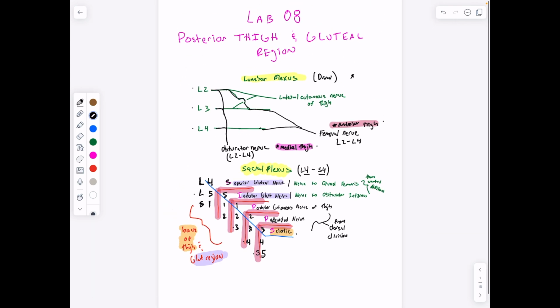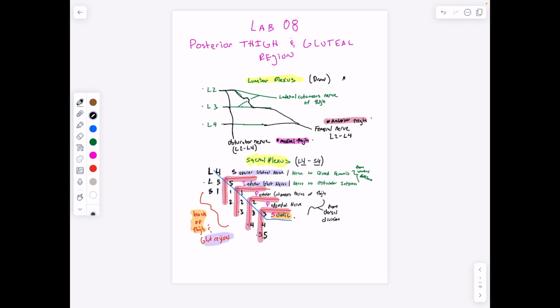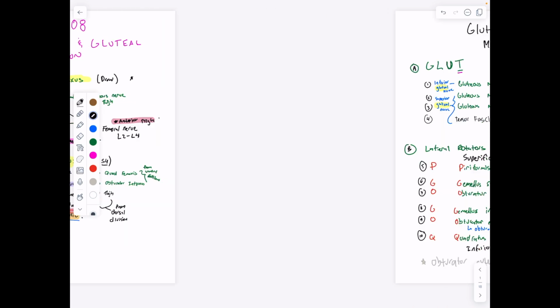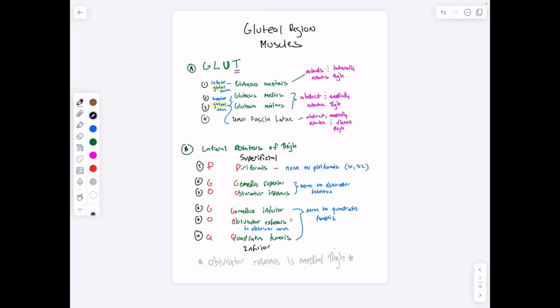Okay, so now that we have the lumbar and sacral plexus, we're going to take a look at the muscles of the gluteal region, and then we'll take a look at the muscles of the posterior thigh. All right, so the gluteal region muscles, there's 10 overall, and remember that as, if you were to grab somebody's butt, you would grab it with both hands, so 10 digits.